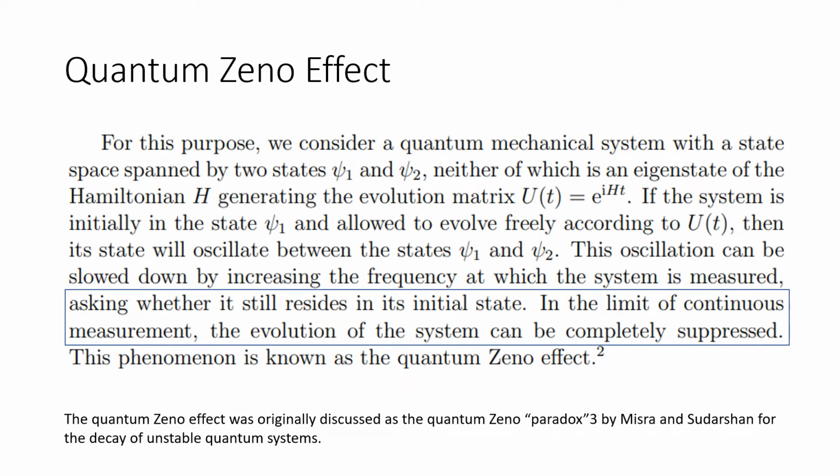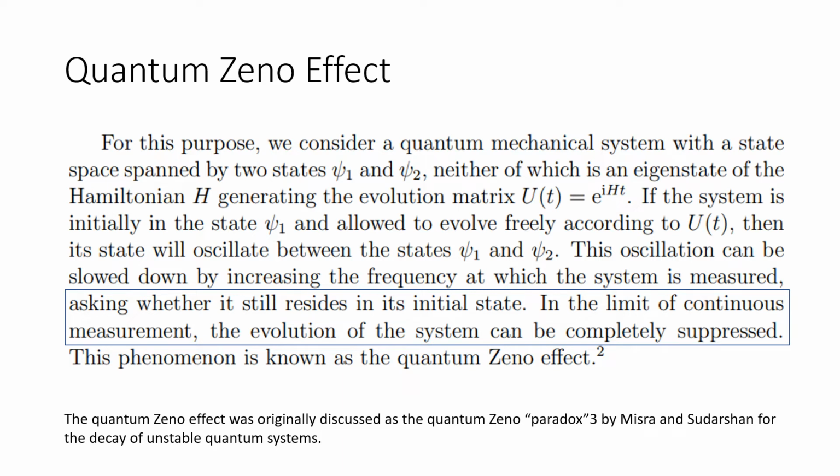Let's briefly discuss the quantum Zeno effect in principle. We consider a quantum mechanical system with a state space spanned by two states, psi 1 and psi 2, neither of which is an eigenstate of the Hamiltonian H, generating the evolution matrix. This particular equation represents the time evolution of a particular state with respect to time. If the system is initially in the state psi 1 and allowed to evolve freely according to U(t), then its state will oscillate between the states psi 1 and psi 2.